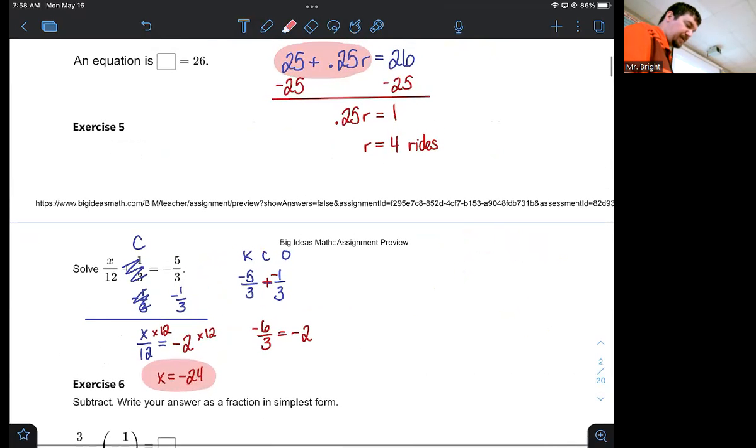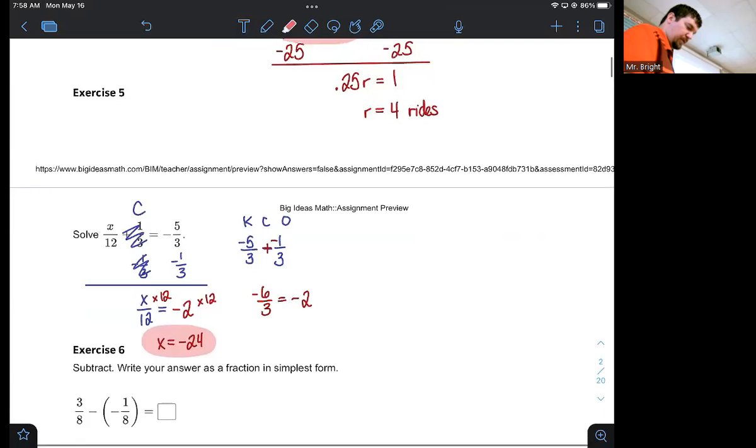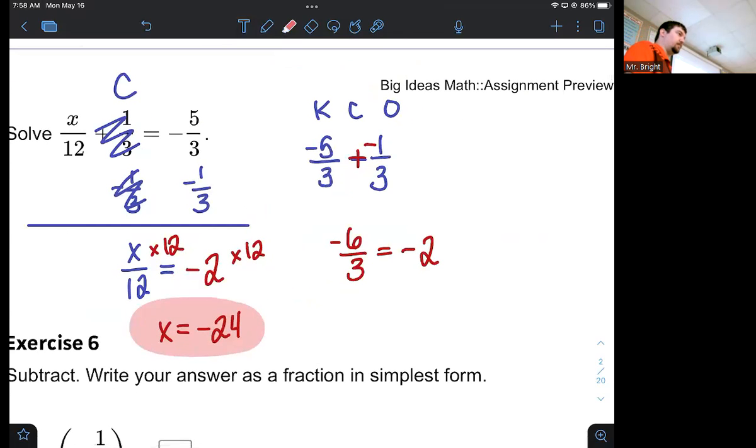Now remember, as you're typing in your answer, they probably already have the X equals written for you. So on your work paper, you assume you have X equals, but when you're typing it in, don't try writing X equals negative 24. Just write negative 24.